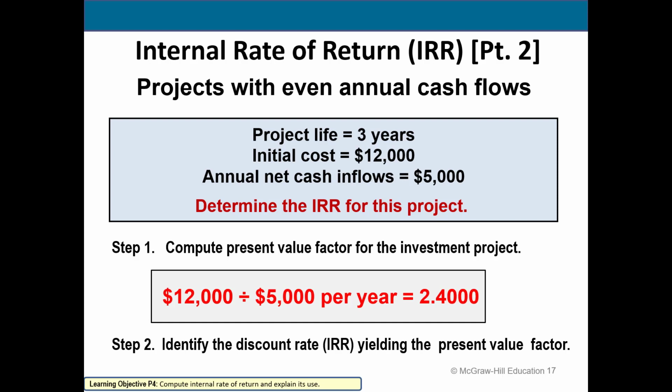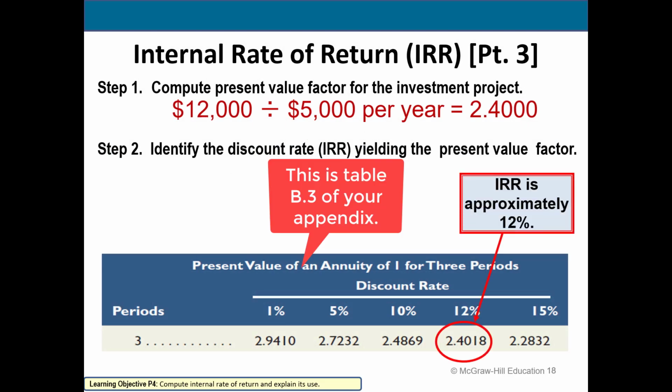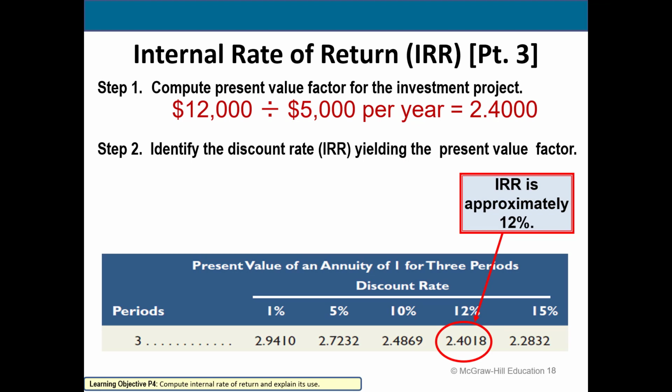So the first step is we're going to take the cost of the investment and divide by 5,000, the net cash inflows. That will give us a present value factor. So in the next step, we need to look at table B3 in your appendix and find the number that's closest to 2.4 in the 3-row column. So we're looking for 3 periods, and then we're just going to go across in the table and look for the interest rate that is closest to 2.4.